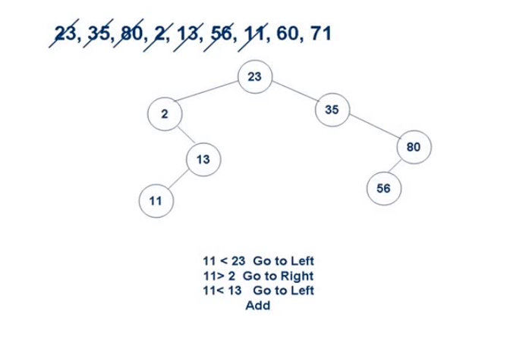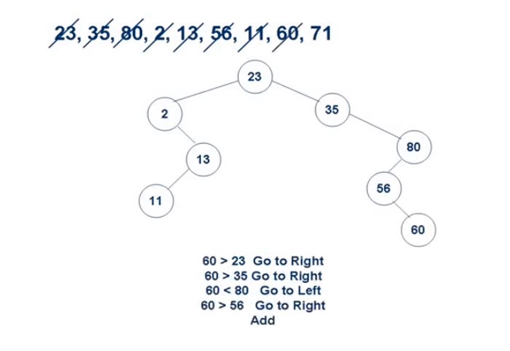Now 60, we go to the root node, it's greater than 23, so we know it's going to be on the right. We go all the way down and we hit 80. It's less than 80, so we go down that branch and we see 56. It's greater than 56. So do you think it goes on the left or right? Remember, less value left, greater value right, so 60 ends up on the right of 56.